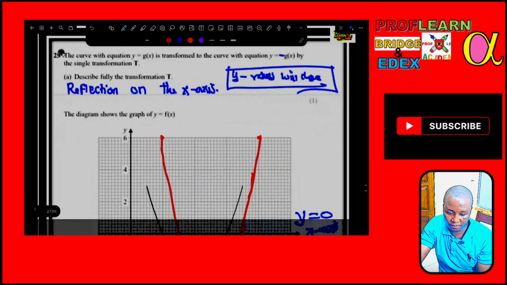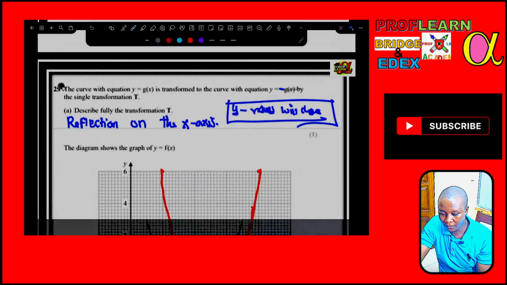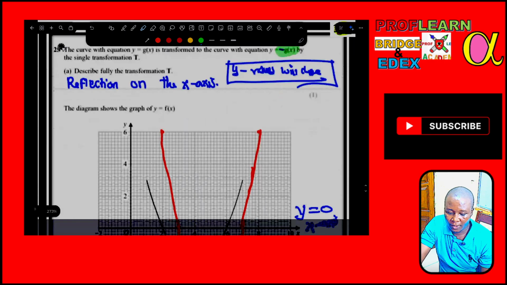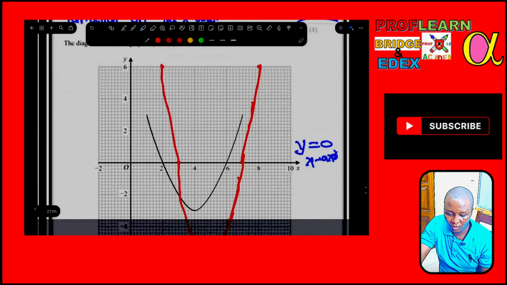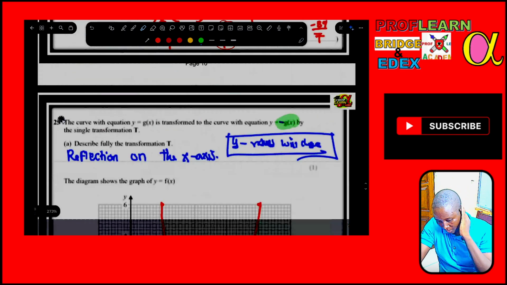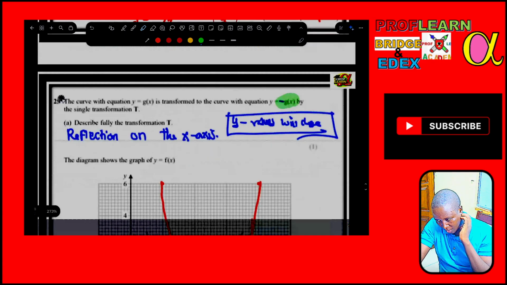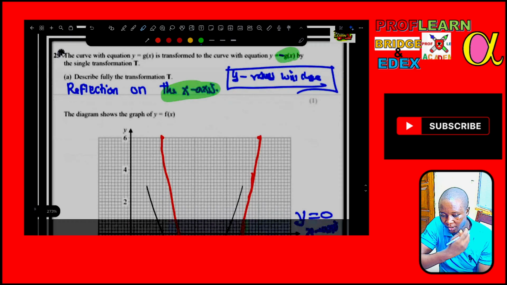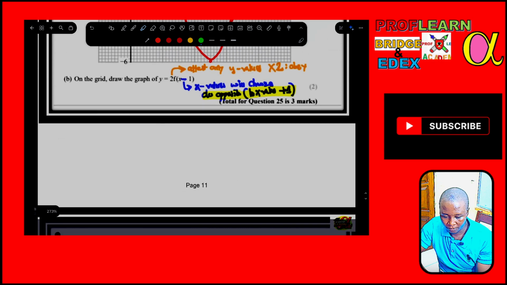There's also a question on transformation. Whenever you have a function with a negative like that, it means that the change is happening outside the bracket. And if it's negative, it's going to be a reflection on the x-axis. Sorry, that was a mistake.